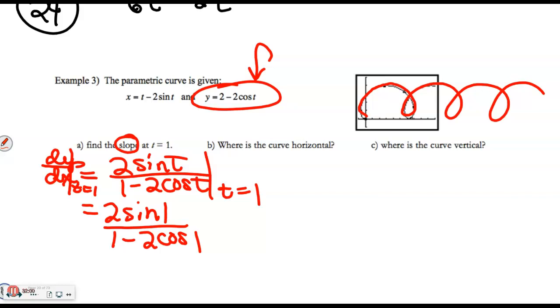You guys go do it on your calculator. Make sure if you're in AP Physics, you're in radian mode. Go to 2 sine 1 divided by 1 minus cosine 1. It'll give me the slope of the tangent line when t equals 1. And I think you're going to have a very positive large number. I don't know what it is though. 2 sine 1 divided by, and put it in parentheses, 1 minus cosine 1.